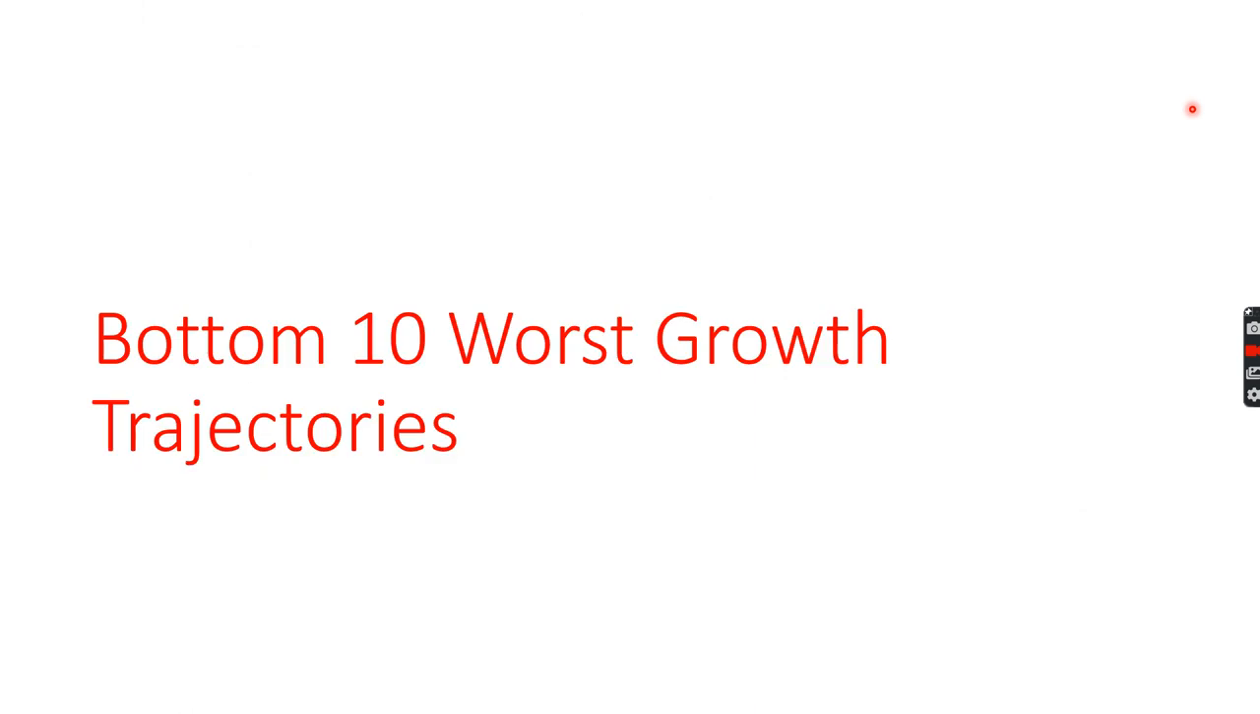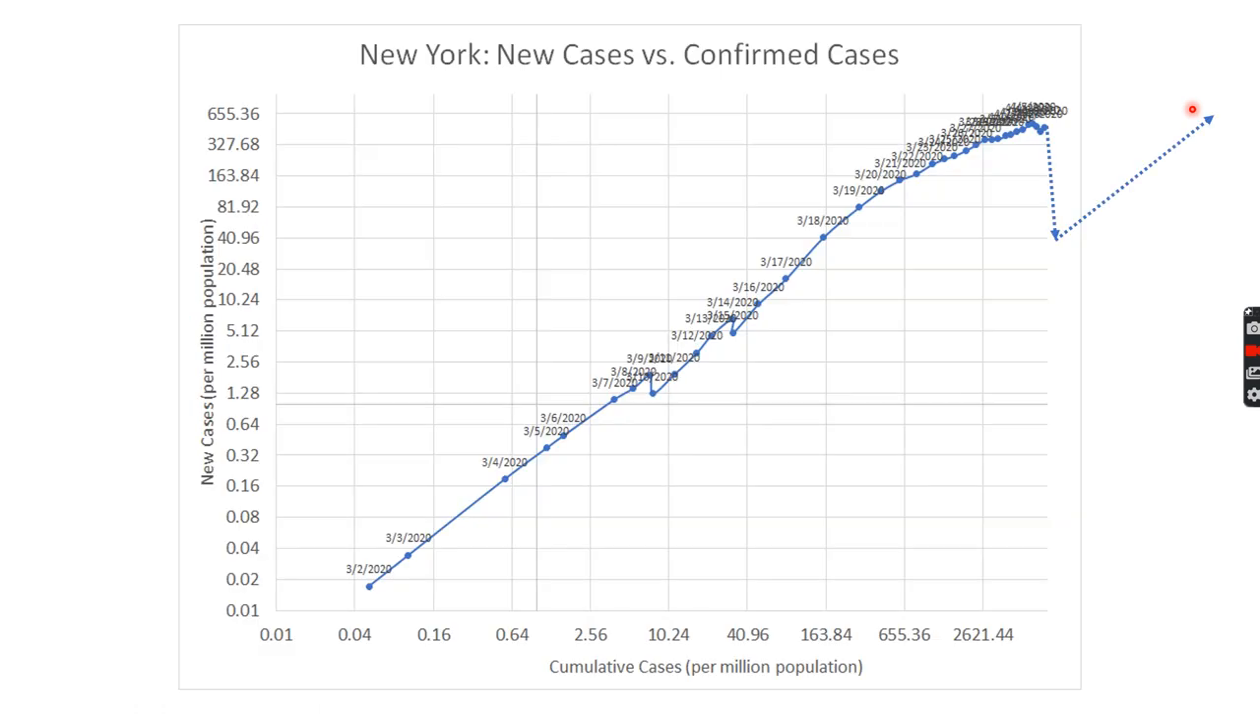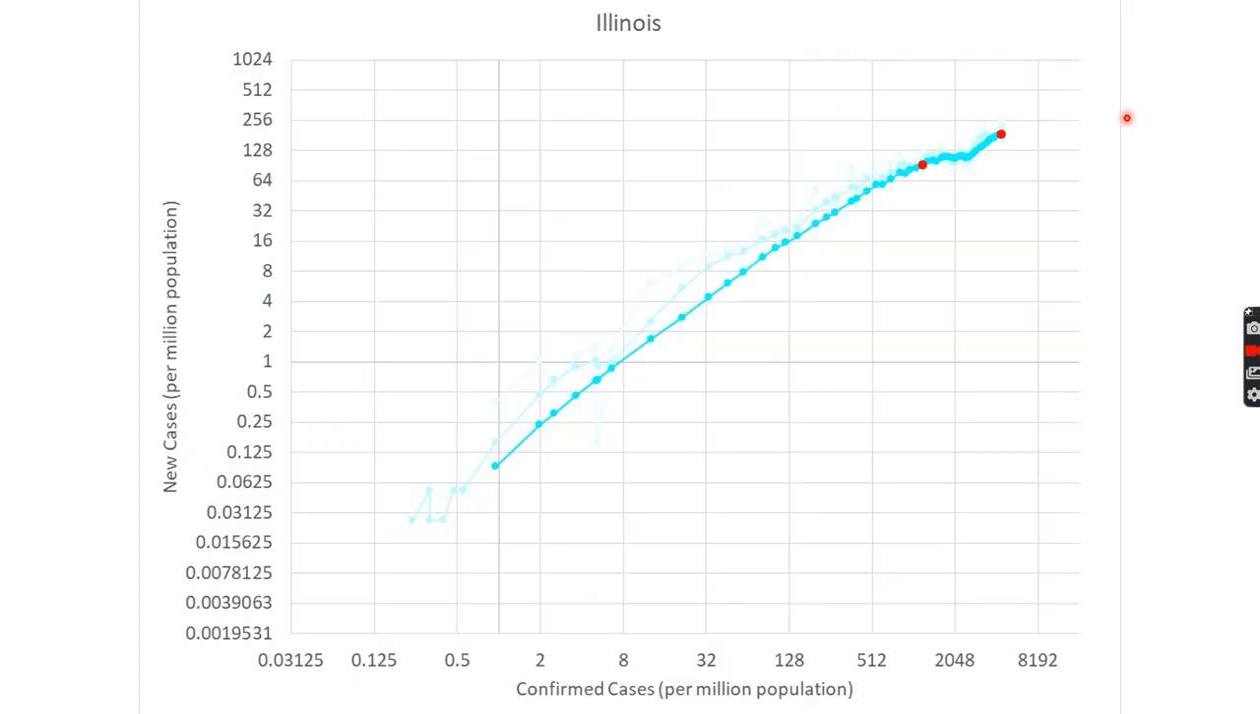Okay, let's now go to 10 of the worst states. Now, before I actually go to the states, I want to talk about again, just because a state goes down initially does not mean that the growth rate cannot start to trend upwards again if mitigation policies are removed. So just keep that in mind.